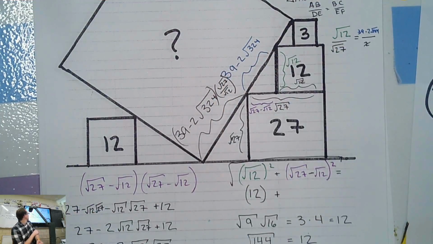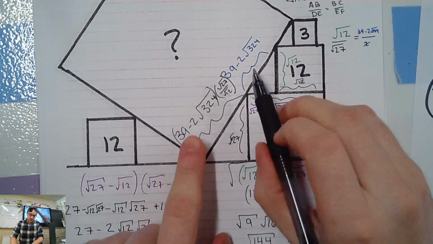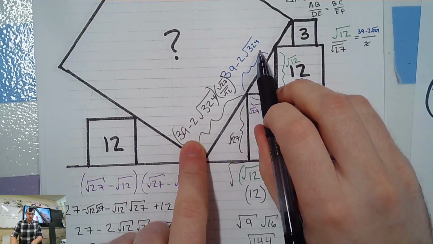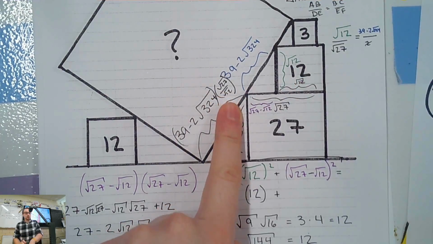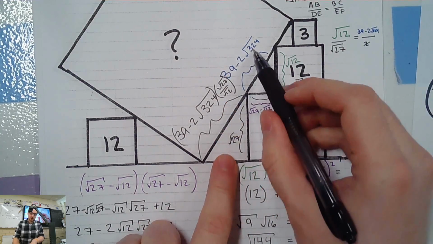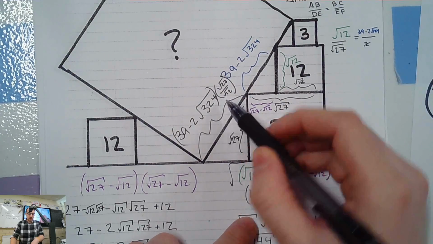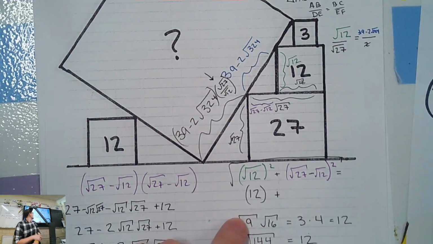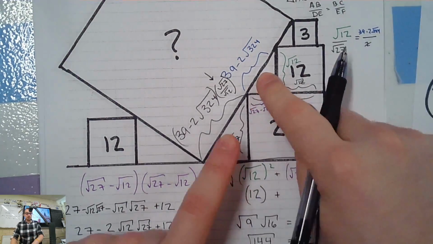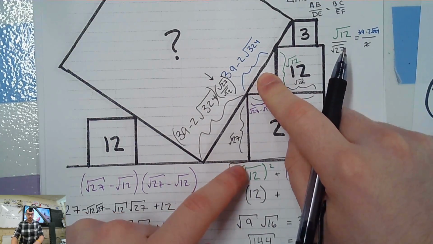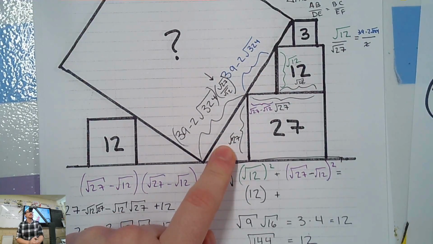Okay, so notice that they both have the same part here. But this one's just times root 27 over root 12. So it's like if this were 3 and that were 3 times 2, right? It's double. The relationship is here. That's how they're related: root 27 over root 12. So that's the relationship between these two triangles. This one is root 27 over root 12 times bigger.